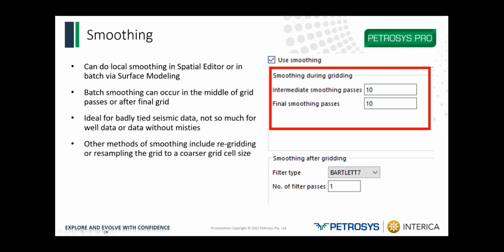Other ways to smooth outside of batch smoothing and localized smoothing can include regridding or resampling the grid to a coarser cell size. Smoothing will discount any changes that are smaller than one cell size. So if you're working with a cell size that's maybe too small for the region you're working with, you won't see a great effect from the smoothing. So oftentimes what you will do is resample the grid to a larger cell size and then run your smoothing algorithm to get the best effect. And I'll show you that in a bit when I demonstrate the software.